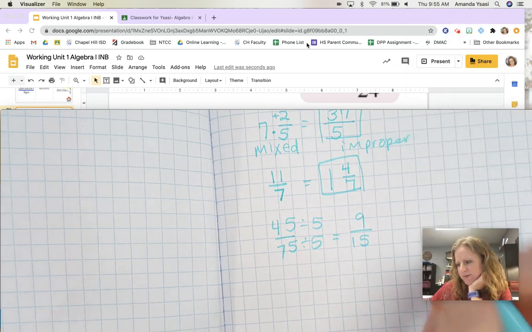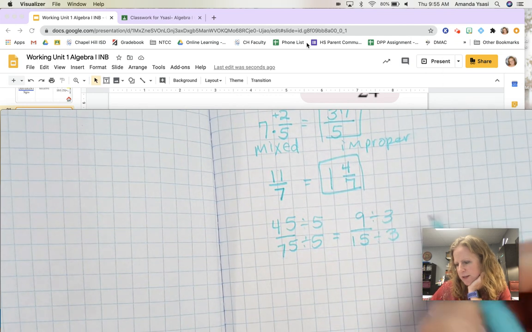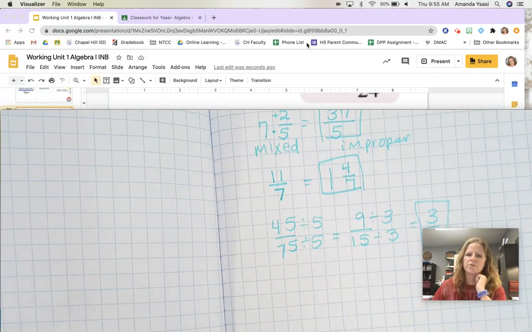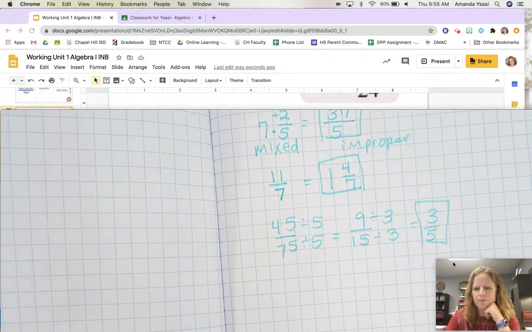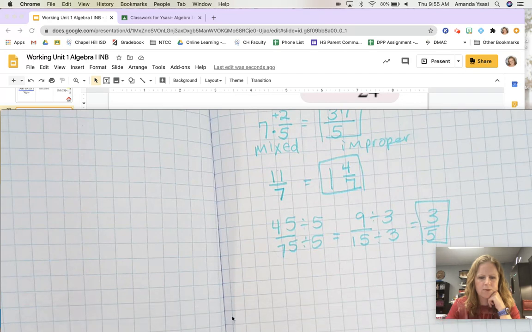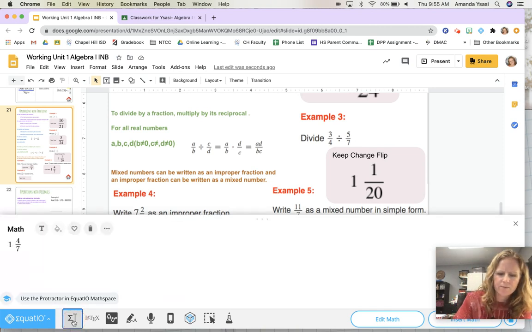I'm sorry. So divide by 3, divide by 3, and that is 3/5, which is in simplest form. Okay, let's go to this. So it would be 3/5.